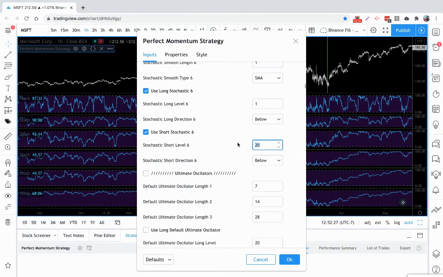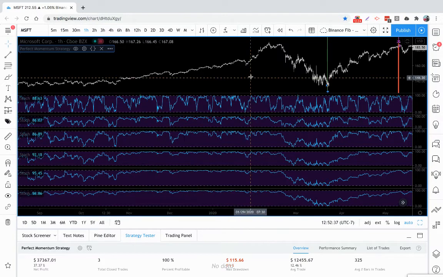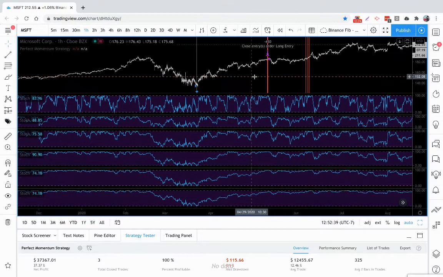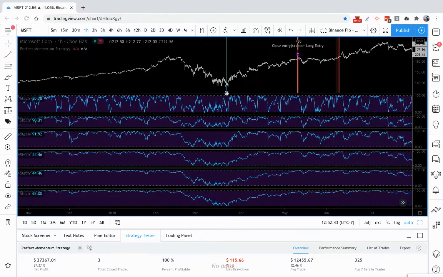Oh, I had it too. I have it set correctly. Okay, so last stochastic above 99 also. Okay, so we actually do get some entries and exits. So let's check it out.